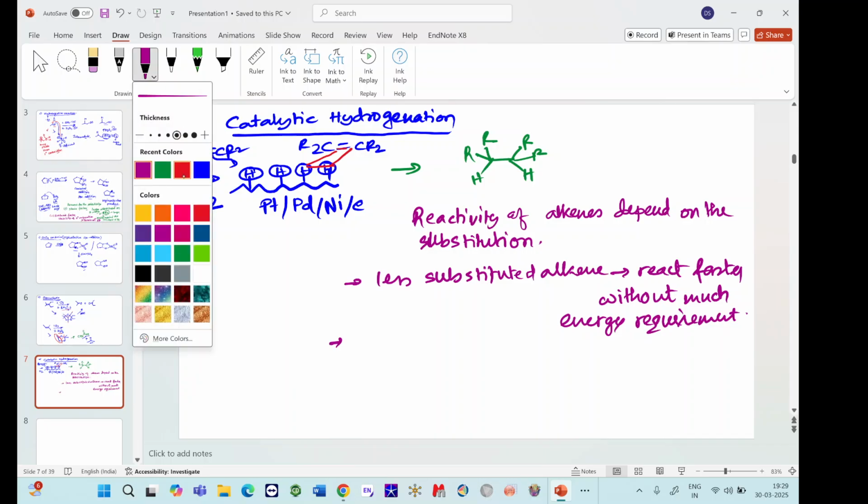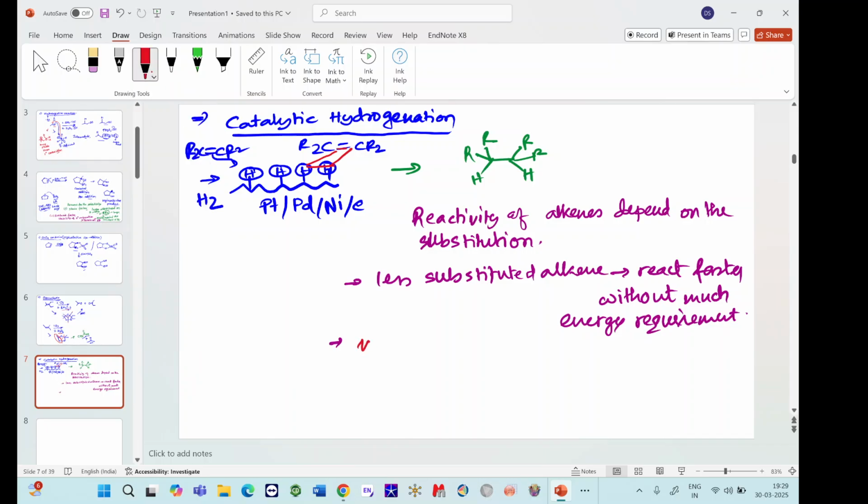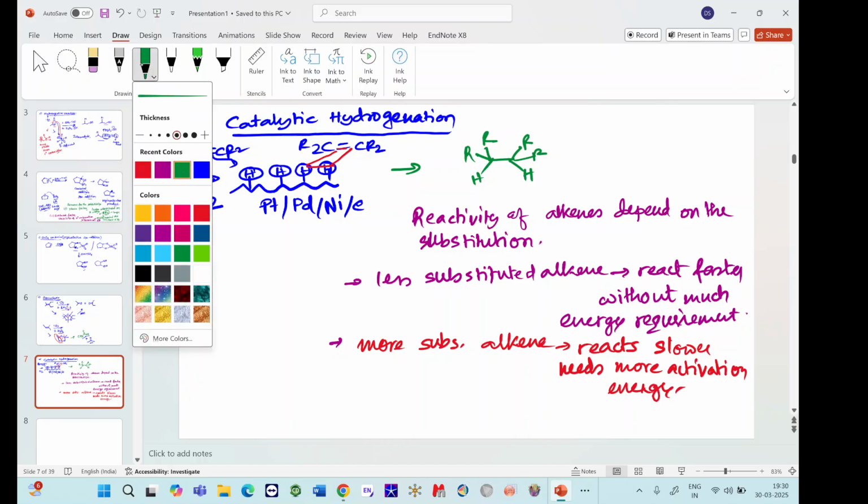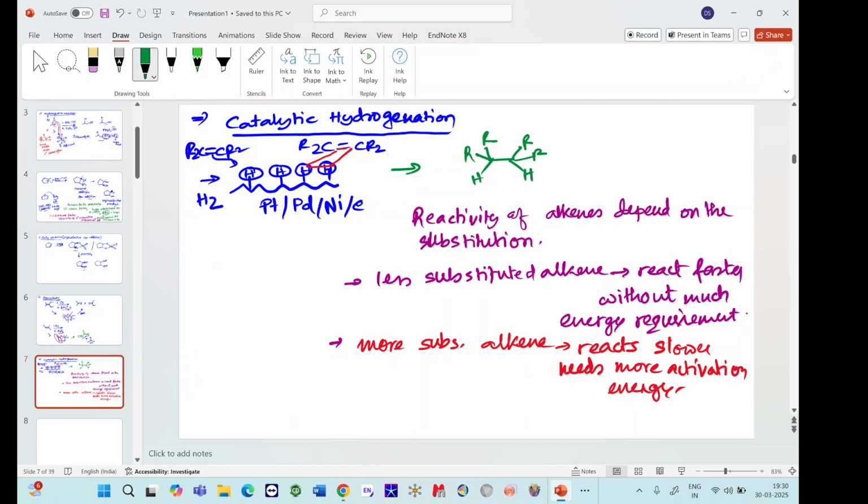If you have a more substituted alkene, it reacts slower and needs more activation energy. It's nothing, just that if you have more substitution, your alkene is much more stable.